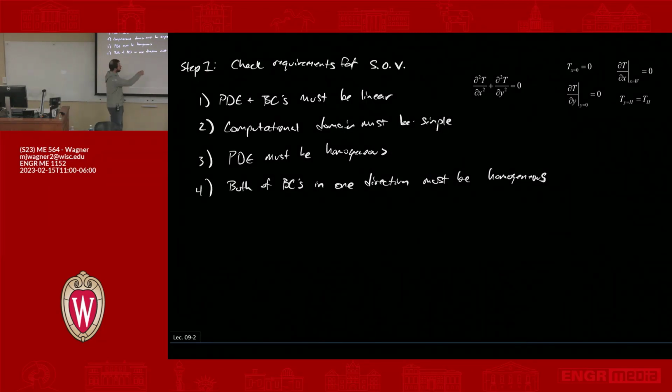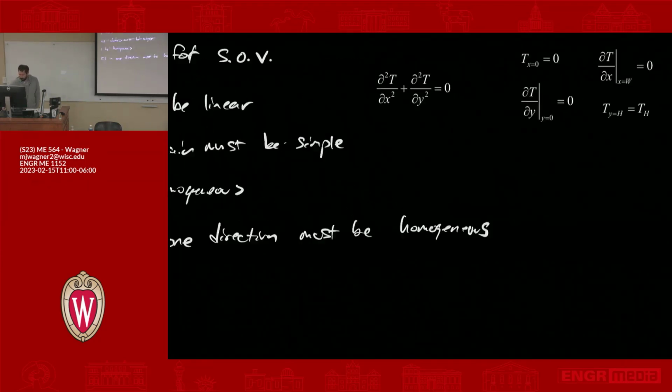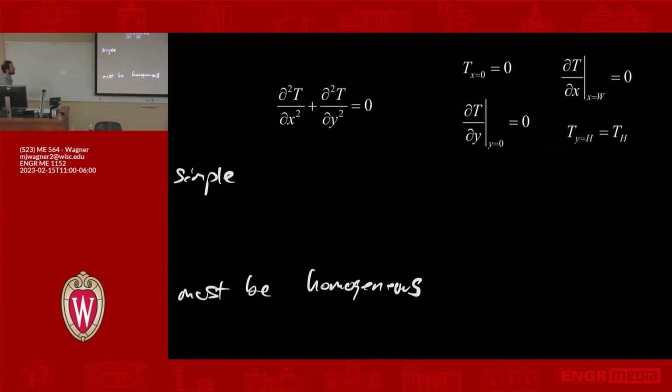So let's look at our boundary conditions up in the right hand. Looking at those boundary conditions, which direction, x or y, is going to be our homogeneous direction? It's a little hard to see. Correct, right? We have T at x equals 0 is 0, and the derivative dT/dx at x equals W is 0. So our x direction is homogeneous. Y is not homogeneous because Th is not 0, right?